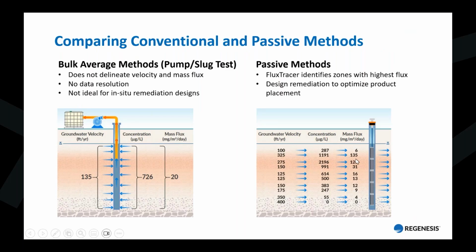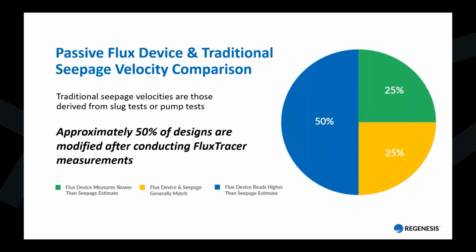So this is really critical when you're trying to understand, I have a barrier that needs to be effective for 15 or 20 years. Understanding these variations is really critical to make sure the design accommodates that. And so we have enough reagent applied in the right materials, in the right sections. And generally what do we observe, very roughly? Probably about half of our designs are modified after we receive some of this flux tracer data. Maybe half of that group, the seepage velocities or flux velocities are a little higher than estimated, and maybe another 25% may be below that.